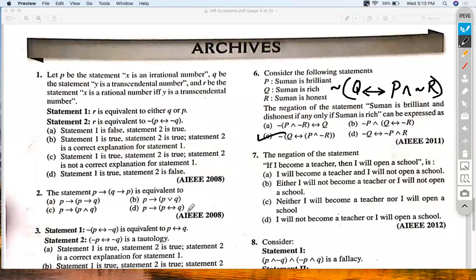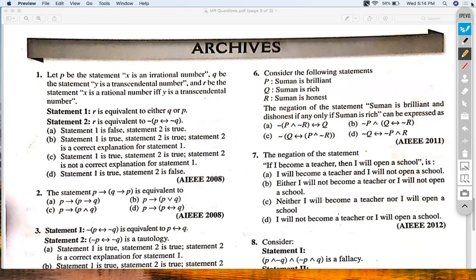Sir, why can't we solve it like P and not R if and only if Q? P conjunction not R. Yes, this is conjunction. Suman is brilliant and dishonest, so this is one statement connected with if and only if Suman is rich, which is Q. Suman is brilliant is P, P and not R is the conjunction, dishonest is negation of R. The whole thing's negation you want. So this is the answer. Yes, sir.